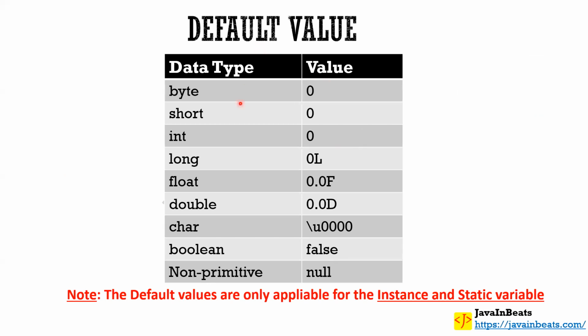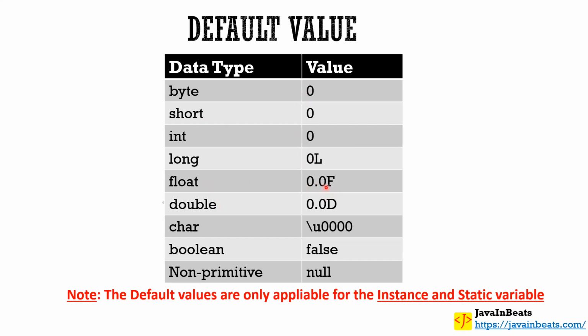This is the table for the default values. Every primitive and non-primitive data type will initialize with a default value if that variable is of type instance or static variable. If you are creating your instance or static variable of type byte, then the value will be 0. For byte, short, int, long, the value will be 0. For float and double, it will be 0.0.